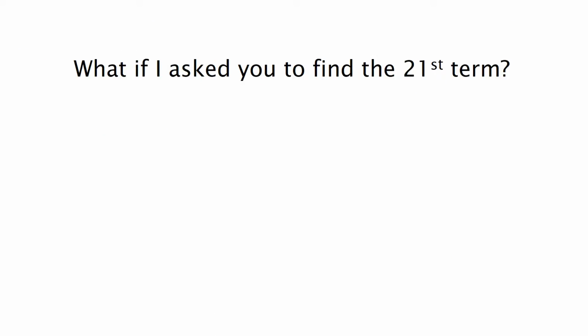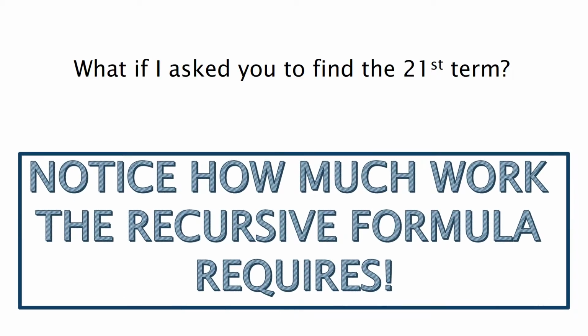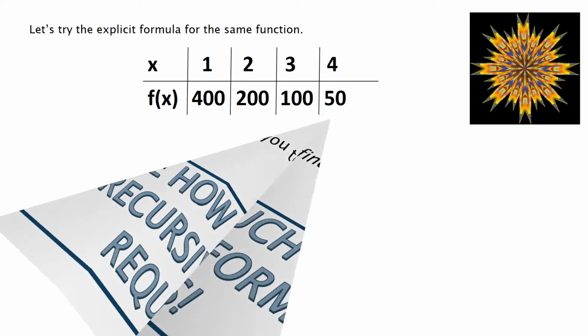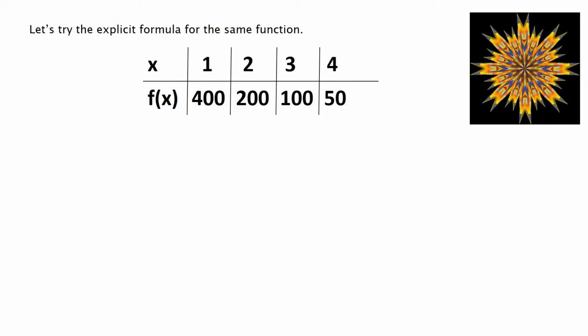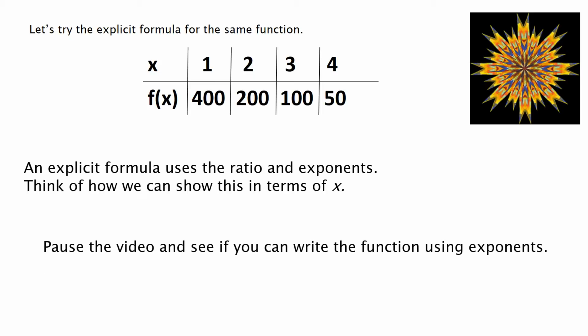What if I asked you to find the 21st term? You would have to find all the terms from 8 up to 20 to find the 21st. A lot of work in the recursive formula. Let's try it explicitly then. The explicit formula will use exponents. Remember your ratio of 1/2. Pause the video and see if you can find a function that works with exponents.